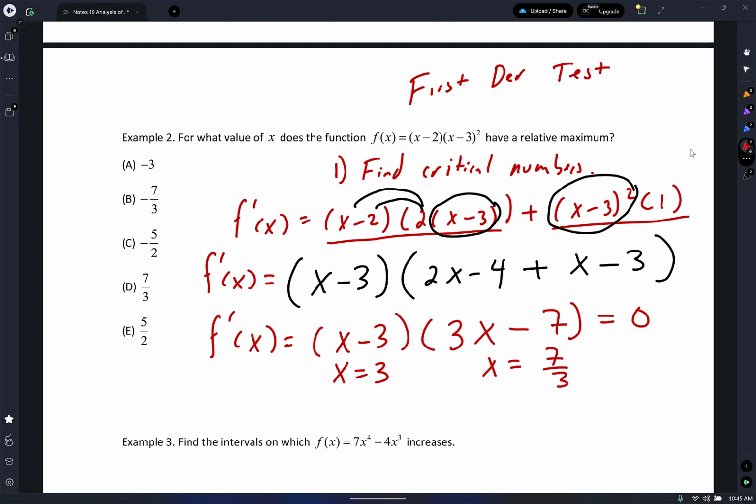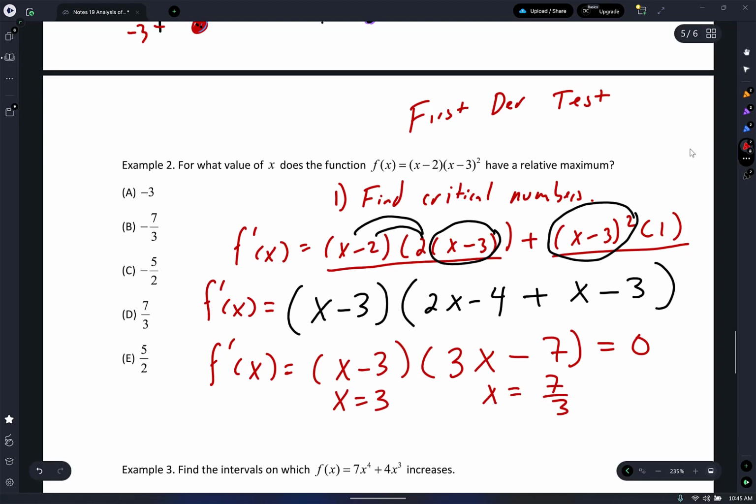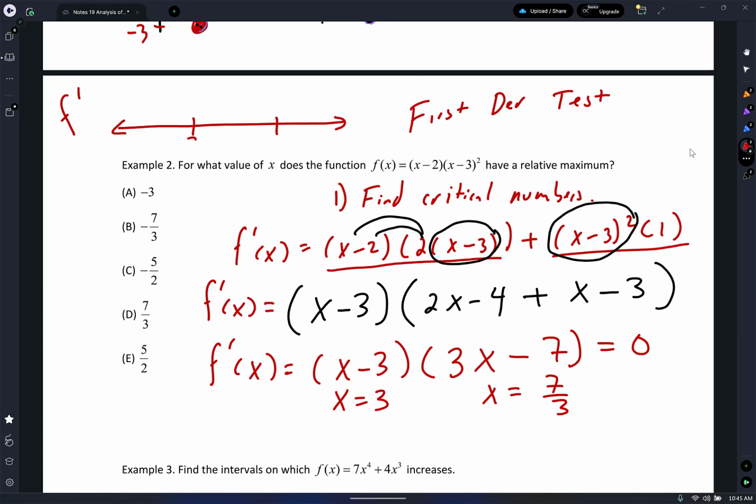Are we still okay? I'm going to do a railroad track. These are my critical numbers, right? So I go f prime and put a little tick mark. And by the way, 7/3 is a number slightly bigger than 2, so it looks like that. It doesn't have to be perfect. Okay, all you care about is the sign. You don't care about the actual output.